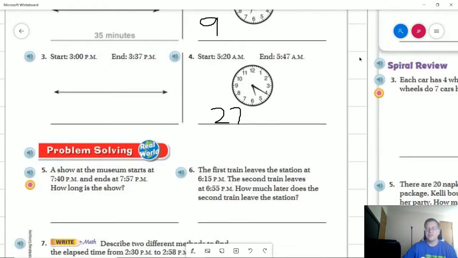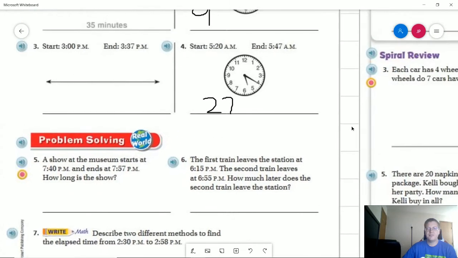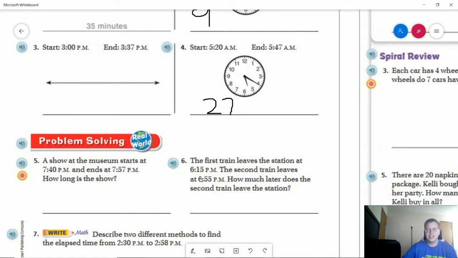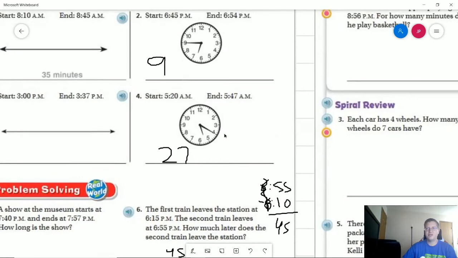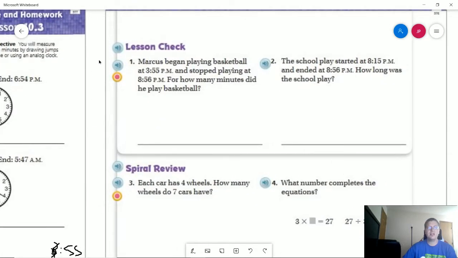answer. Number 6. The first train leaves the station at 6:15 p.m. Second train leaves at 6:55 p.m. How much later does the second train leave the station? We can do the 6:55 minus 6:10, and we don't have to worry about the hour part for this since it'll be the same. So we're essentially doing 55 minus 10, which would be 45. And then we would want to put minutes, but it takes too long for me to try to write that kind of stuff.